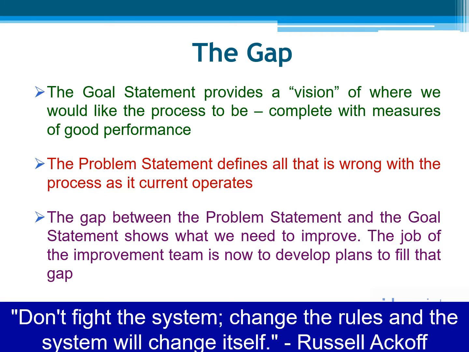Of course, the problem statement and the goal statement give us a gap between the two. The goal statement produces the vision of where we would like the process to be, complete with measures of good performance. The problem statement defines all that is wrong with the process as it currently operates, and the gap between the two shows what we need to improve. The job of the improvement team is to develop plans to fill that gap. Don't fight the system, change the rules, and the system will change itself, as Russell Ackoff said.